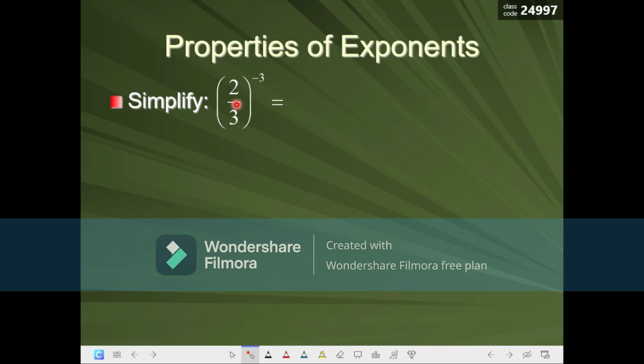If you have a fraction enclosed in a parenthesis and raised to a negative exponent, to make the exponent positive, just remember you have to distribute the exponent to both the numerator and denominator. To make the exponents positive, you get the reciprocal of each. So once 2 to the power of -3 is placed in the denominator, the exponent becomes positive. Same is true with 3 to the power of -3. Once it is placed in the numerator, it becomes positive.